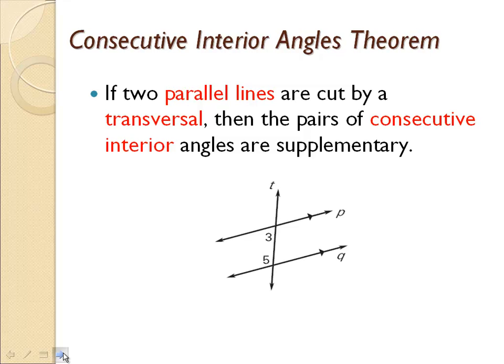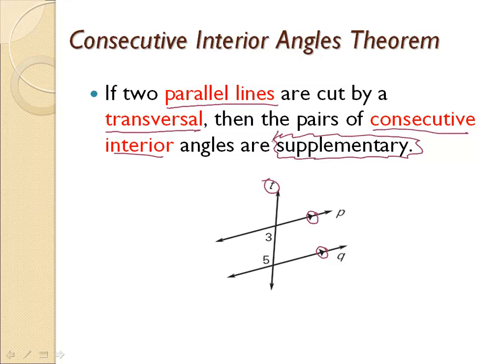Consecutive interior angles theorem. This says if two parallel lines are cut by a transversal again, so once again, parallel lines being cut by this transversal, then the pairs of consecutive interior angles are supplementary. Notice this is different. Okay, they're not congruent, they're supplementary. So that means they add up to 180 degrees. So in this case, angle 3 and angle 5, the measure of angle 3 plus the measure of angle 5 has to equal 180 degrees.